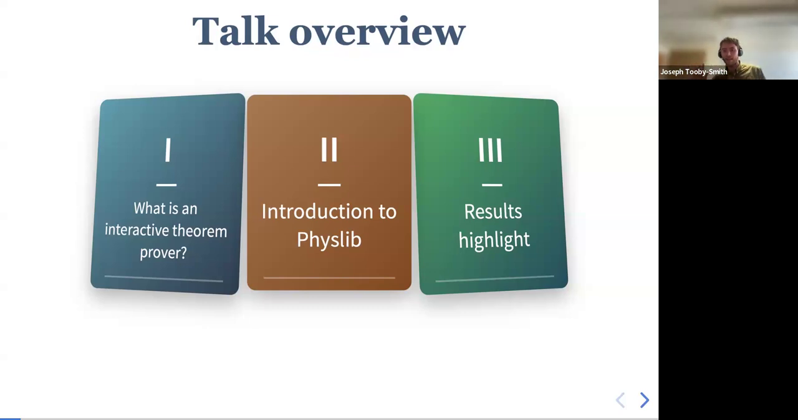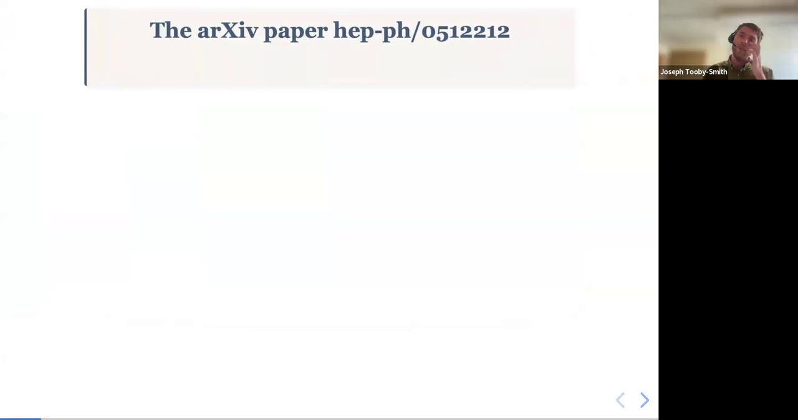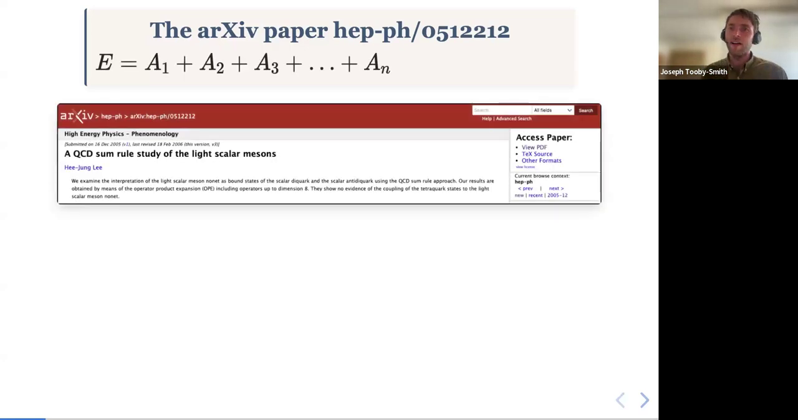Before I get into the nitty-gritty detail, I want to start with a story. This is a story that I often tell when I give talks. It is about an archive paper, HEP-PH 051221. Don't worry about the HEP-PH. This is not particle phenomenology. This is a lead-in to something else. The paper is a QCD summary study of light scalar mesons. You don't need to know the details. All that you need to know is that in this paper, Hee-Jung Lee calculated this quantity E by adding together some terms A1, A2 through to AN.